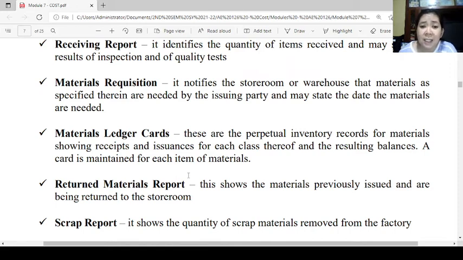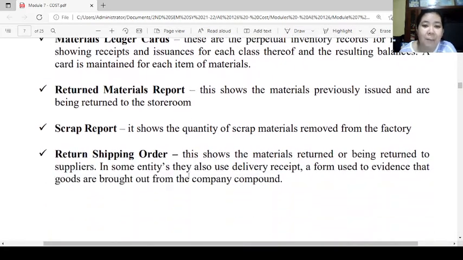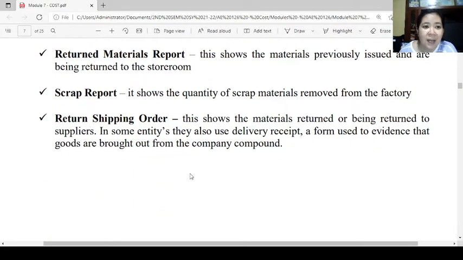Next is materials ledger cards. Basically these are the perpetual inventory records for our materials, which show the receipts and issuances for each class of materials and its resulting balances. The card is maintained for each item of our material inventory. Returned materials. This will show the materials previously issued that are being returned to the storeroom. Probably what was requested was more than what was needed in the production. That's why it should be returned.